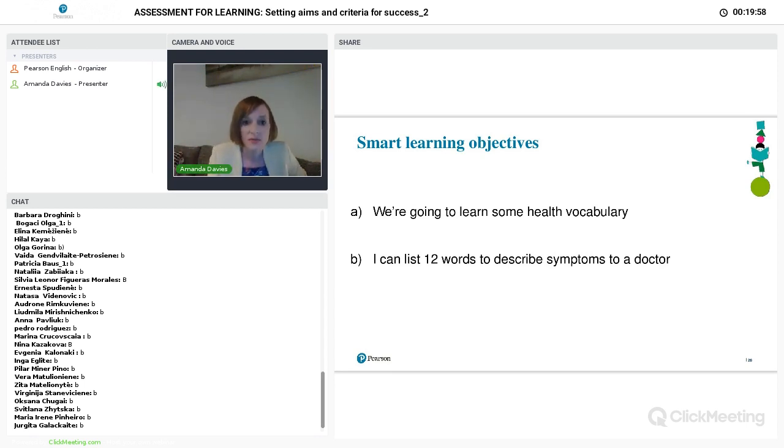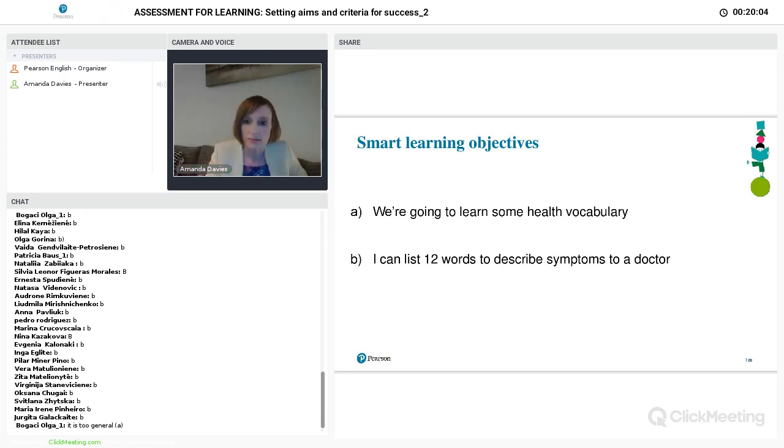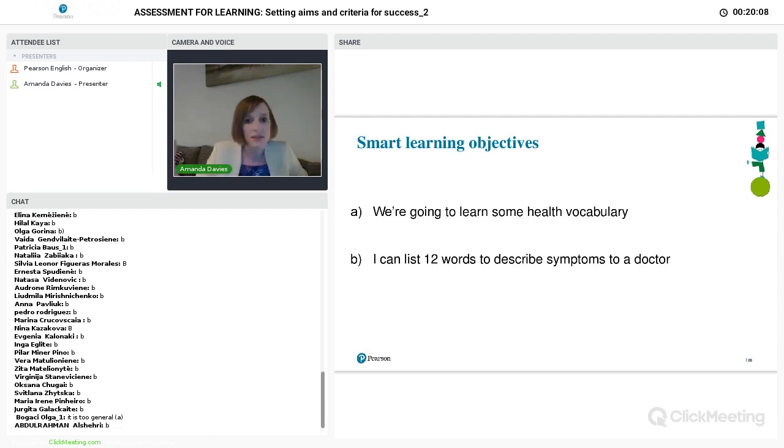In B, they're going to be writing the words. So that's things like spelling, prepositions that go around the words, these form items. And so we know that they're going to be writing them down. So B is the smart learning objective. And in A, learn for me is not very smart.